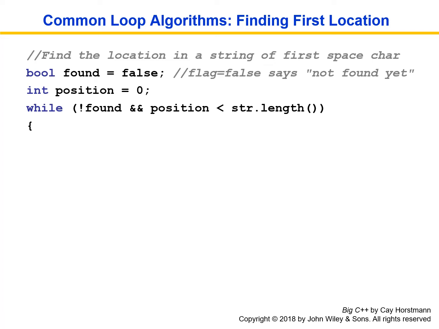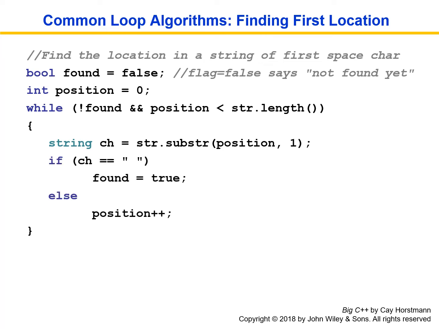Now, you might think that in counting through a string, we'd want to use a for loop, but in this case, we want to terminate as soon as we find the correct position. So we're going to say while not found and position is less than string.length, we find the one character substring at the current position. Then if that character equals a space, found equals true. We're done. Else, we increment position by 1 and go through the loop again.